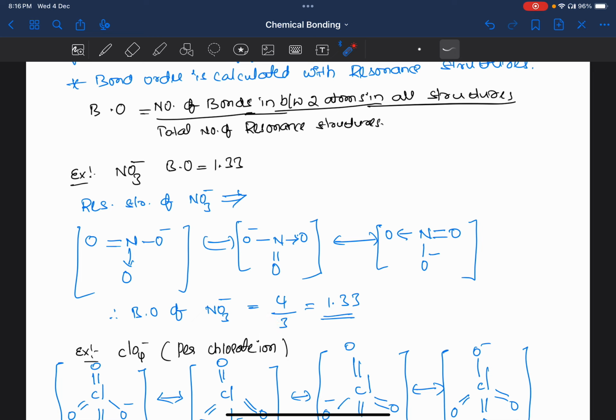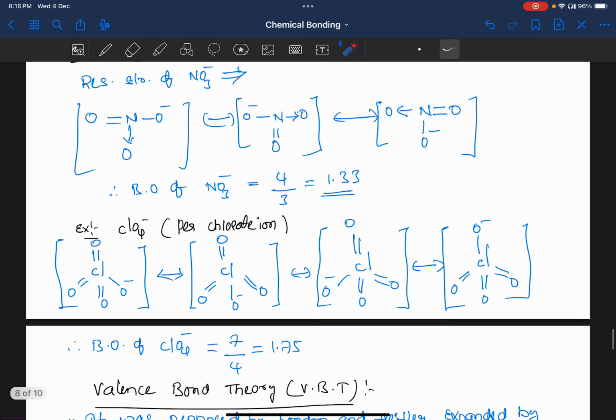Here I wrote the number of bonds between two atoms in all structures. Suppose we take nitrogen and oxygen only. Here two bonds are there, here a third bond, here a fourth bond, so it is similar. Or simply write the number of bonds around the center atom, divided by the total number of structures. How many structures are there? 3. Therefore its bond order is equal to 1.33.